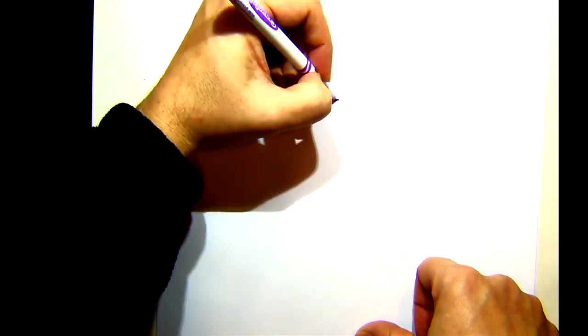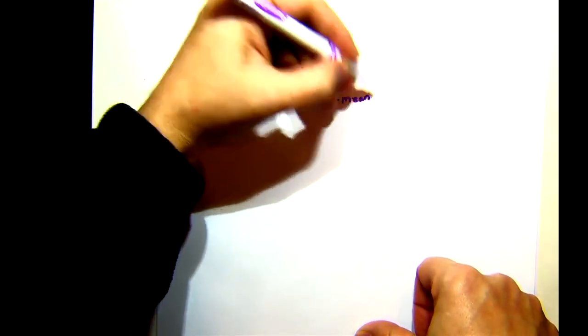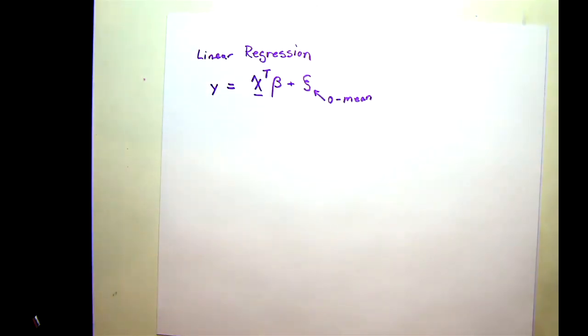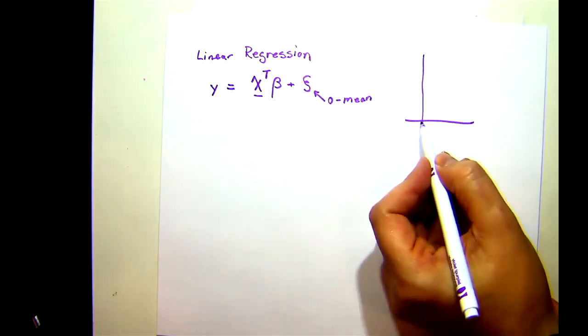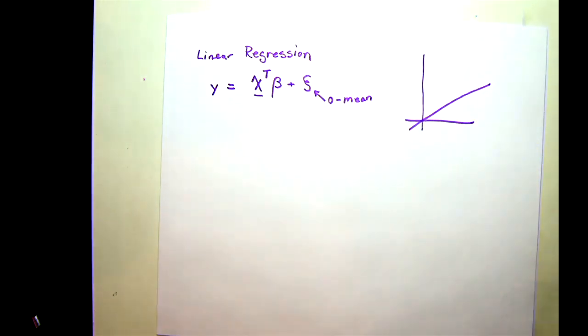And that is going to be zero mean, as we talked about before. Now, there's one issue with this. If we write it like this, there is no y-intercept. So any regression we did with that formula would have to cross through the origin. So that's going to be a limiting factor.